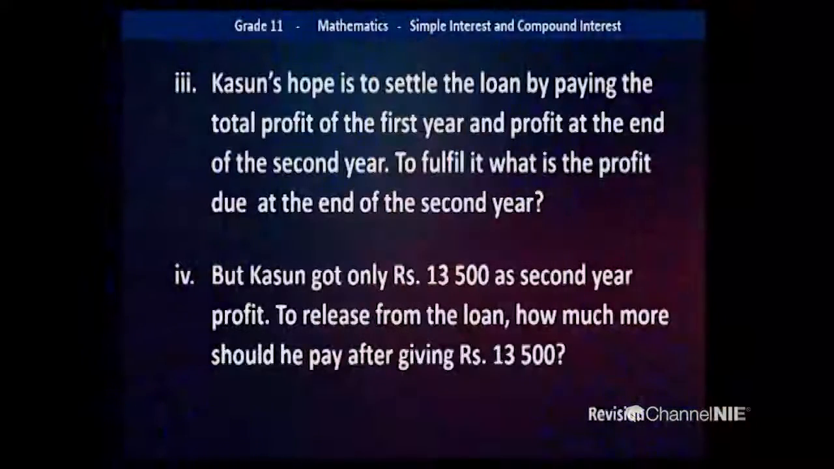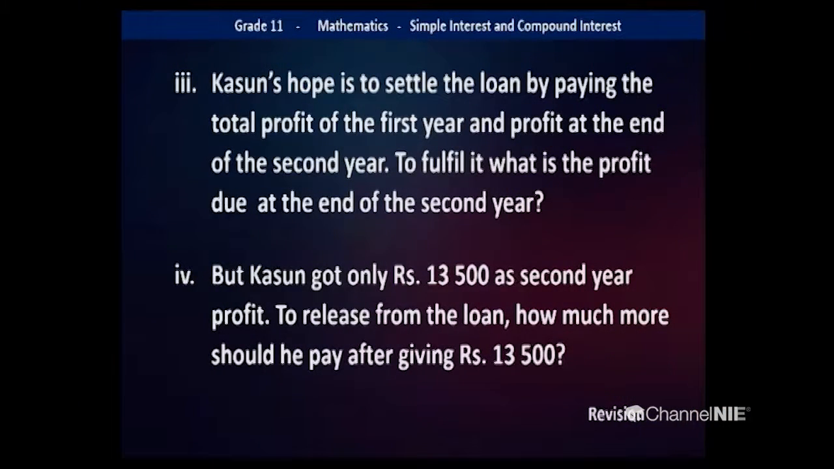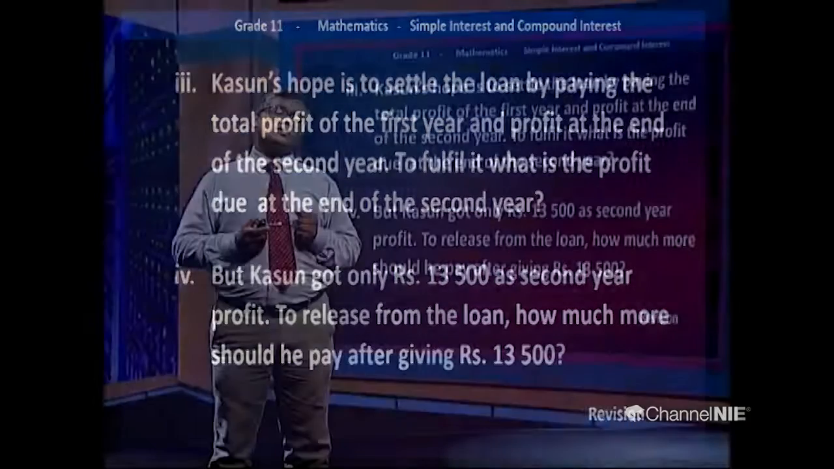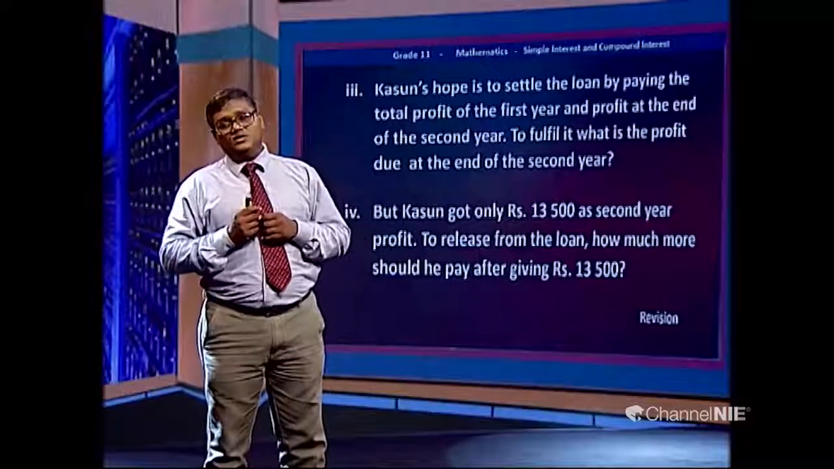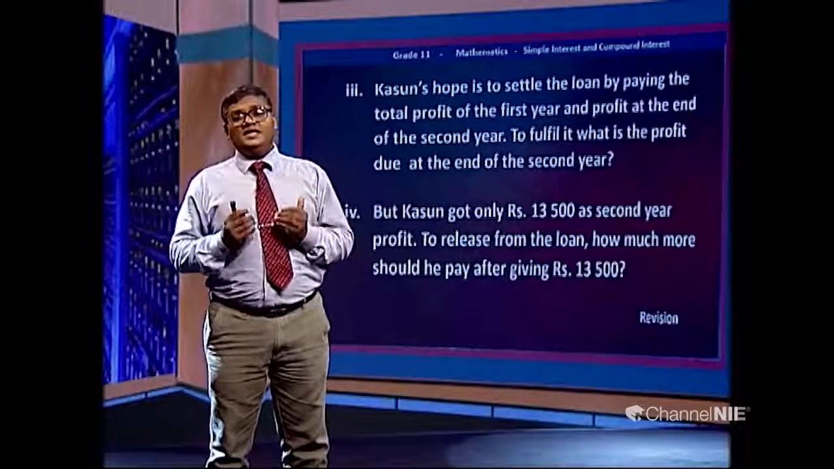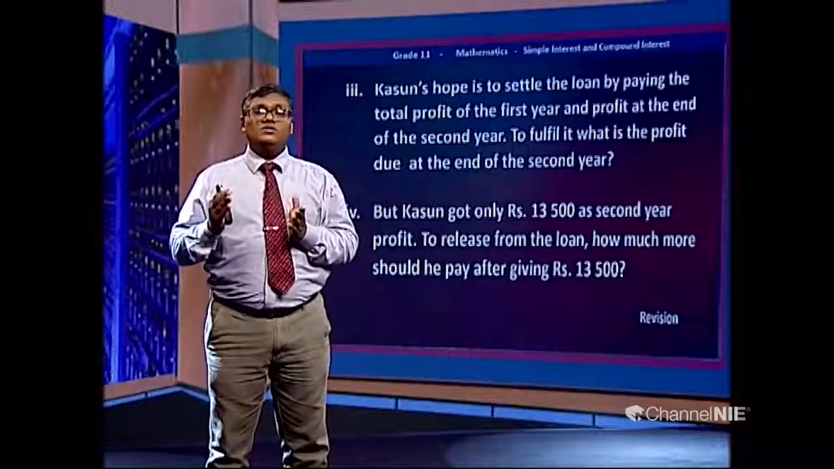Then the fourth part, but Kasun got only 13,500 as second year profit. To be released from the loan, how much more should he pay after giving rupees 13,500? The first year interest is 12,500. In the second year he expected the remaining amount to settle the loan, but they say it is only 13,500. Then they are asking how much more. That means those 2 years' addition is not enough to settle the loan.